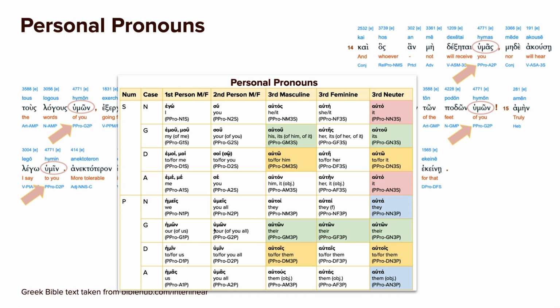And then over here we have humon, your words, just like we saw humon with padon. Your words is here, genitive plural. Tous lagus humon. This is, by the way, a regular second declension noun. That's masculine, the word. Ta lagos. And then we have over here humon, again, ton padon humon. That's right here.